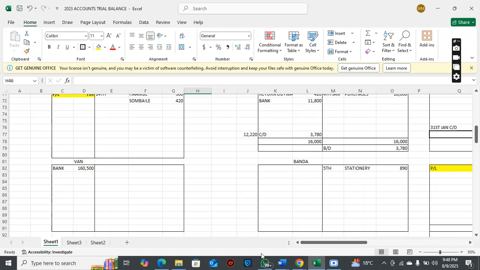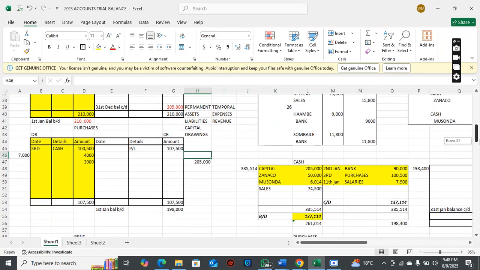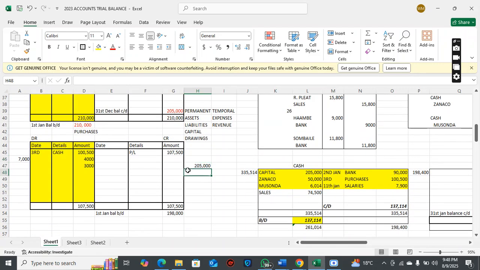Then, for example, another temporal account, purchases returns. Purchases returns is a contra expense account. Okay, it reduces the expense account.